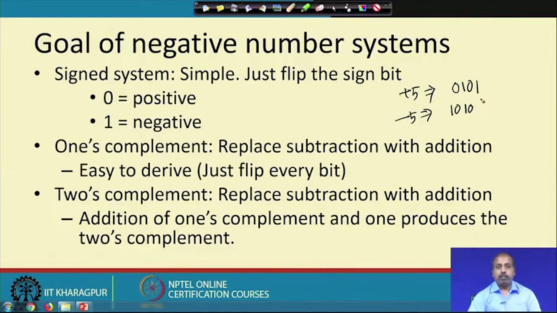In 2's complement number system, again we will be replacing subtraction with addition. Addition of 1's complement and 1 produces the 2's complement. So, this is the 1's complement representation of minus 5. We are looking for the 2's complement representation, so with that we have to add a 1. If you are adding a 1, it becomes 1 0 1 1. That is the 2's complement representation of minus 5. This way the negative numbers can be represented and we can use them for computer representation.